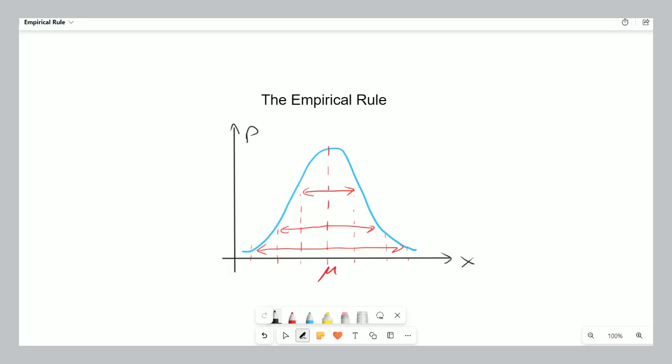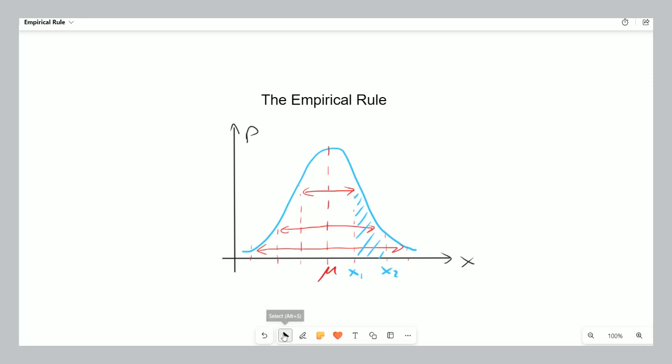How's it going, everyone? In this video, we're going to be talking about the empirical rule. The empirical rule is a description of some properties of the normal distribution. Now, just as a recap, when you're dealing with a continuous random variable, the probability of observing a value between two values, let's say x1 and x2, is the area under the curve between those two values. We're going to be talking about that a lot in this video.